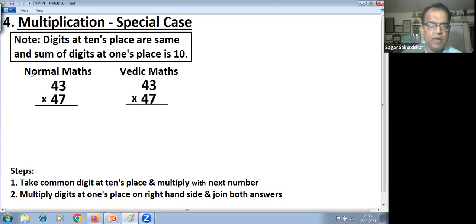Now first, we'll compare by solving the same problem, first with normal maths, and then with Vedic maths. Let's go through the normal maths method. First, we have to multiply by 7. 7 into 3, 7 threes are 21. So 1 carry 2. 7 fours are 28 plus 2 is 30. This is the first line of calculation with normal maths. Then we put 0 here and start multiplying with the 4. 4 into 3, 4 multiplied by 3 is 12. So 2 carry 1. 4 into 4 is 16 plus 1, 17. So that is the second line. And then you have to add this.